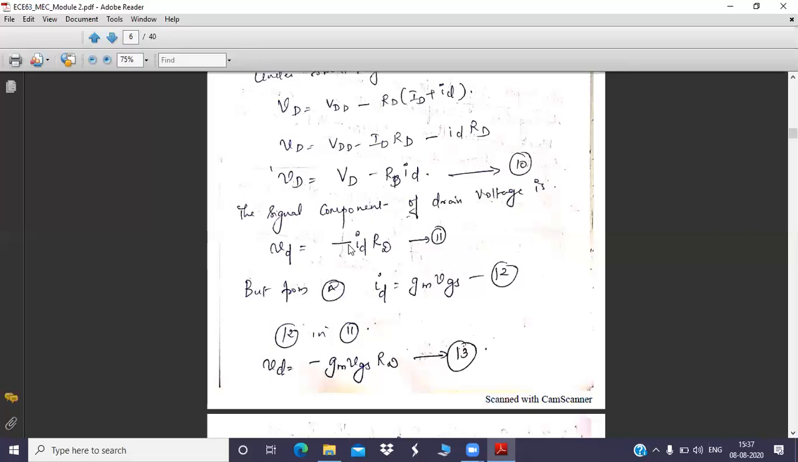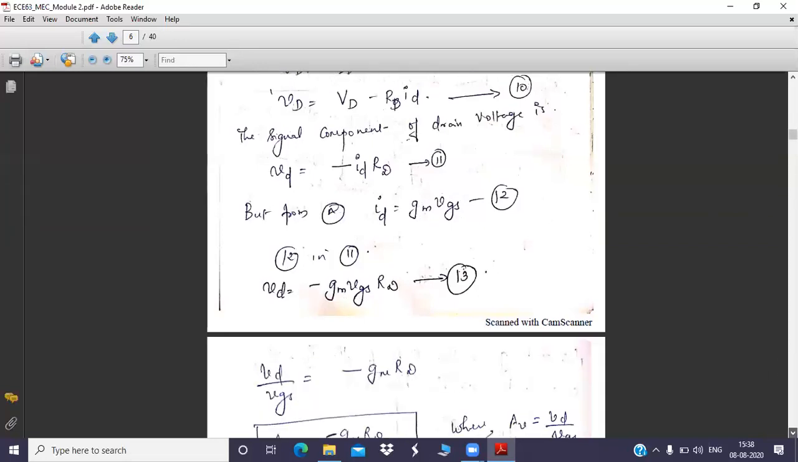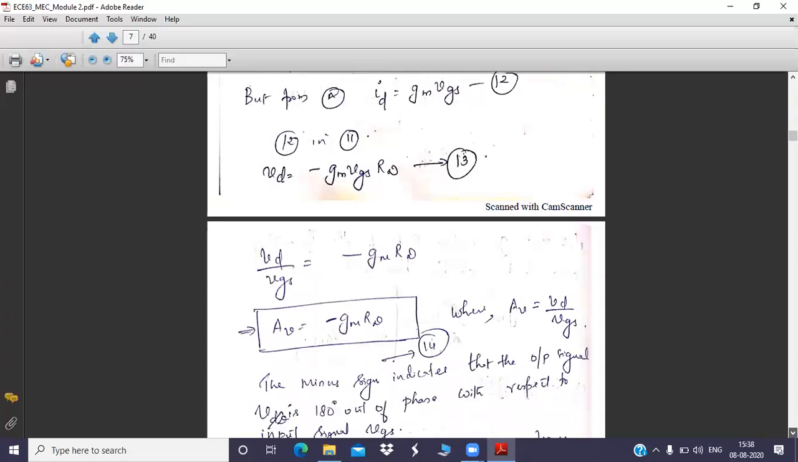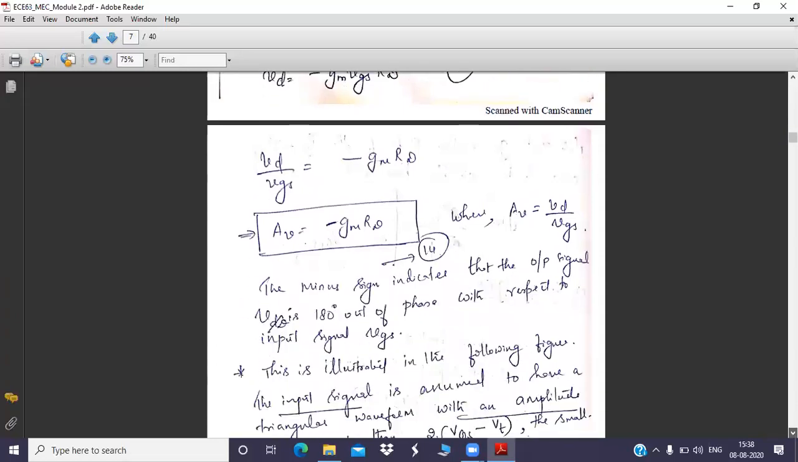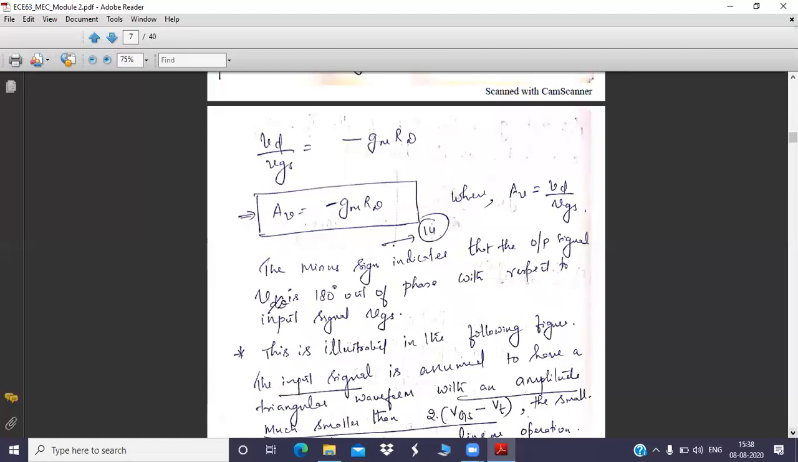Later, I substituted ID with gm VGS. So there is another small letter term, which is the input term. That input I will take to the left side. Why? Because gain is output by input. Output is vd, from the drain. Input is VGS. So divide by VGS: vd by VGS will become minus gm into RD. This is nothing but your voltage gain. So that is the final derivation.